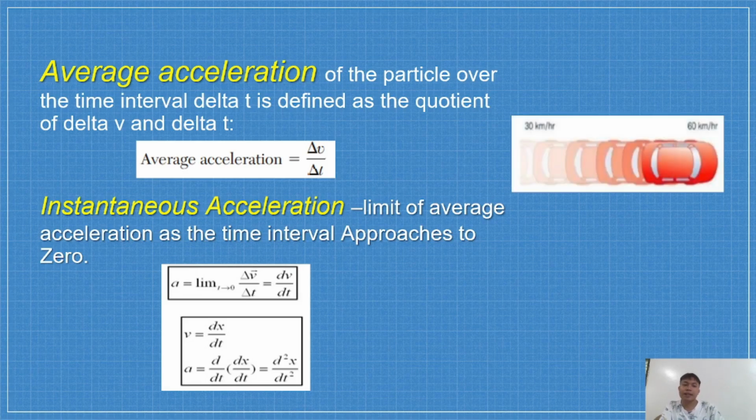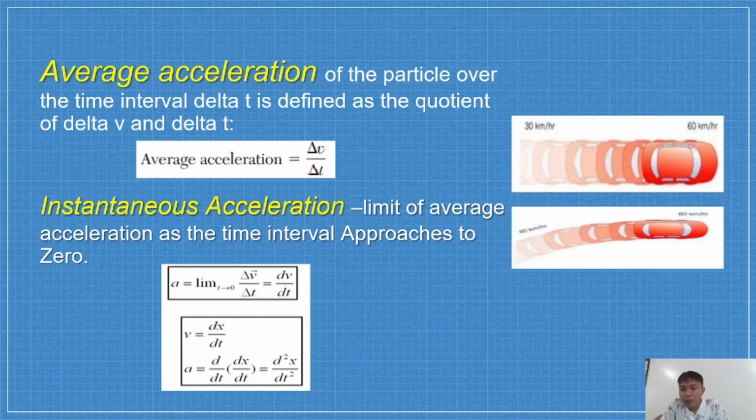So the first part here, is it accelerating or not? Well, you can see the car has a velocity from 30 km per hour up to 60 km per hour. So it is accelerating. Let us identify whether it is positive or negative. Well, you can see that from 30, the velocity increased. So it means it has a positive acceleration. This one is constant, from 60 km per hour to 60 km per hour still.